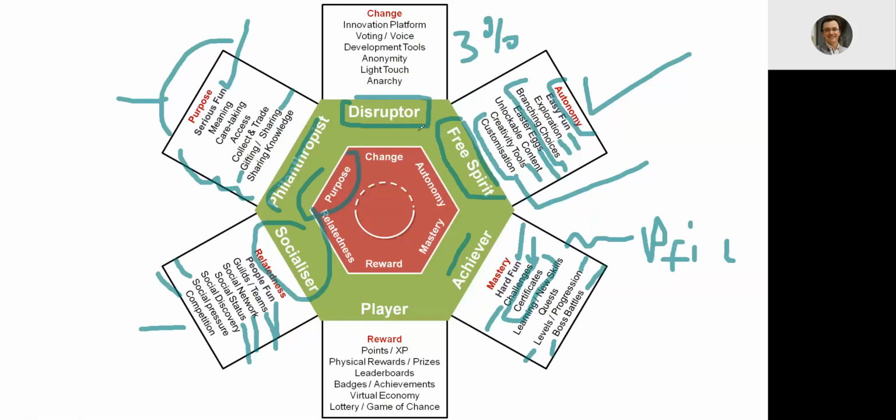Disruptors like innovation platforms. They like voting. Why? They are only 3%. During the votings, they begin to show themselves. They like development tools. Light touch is very important. If you force them a little bit, they'll say goodbye: I do not belong to you.